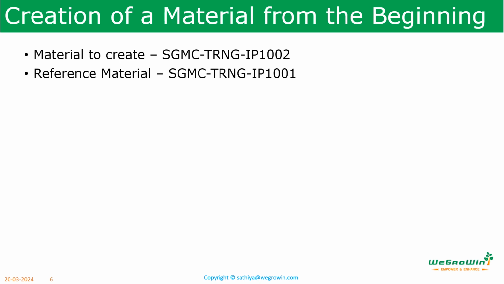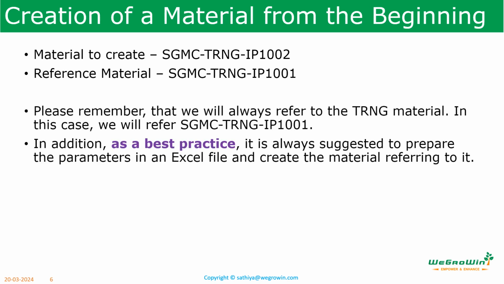Let us first see the creation of material from the beginning, how to create it. We'll create the SGMC-TRNG-IP1002 for the business case. I am creating this material for the purpose that I will be using it later. Please remember, always we refer the material from TRNG anywhere when we create. So here I am creating IP. So I will be referring the TRNG IP1001 while creating this material.